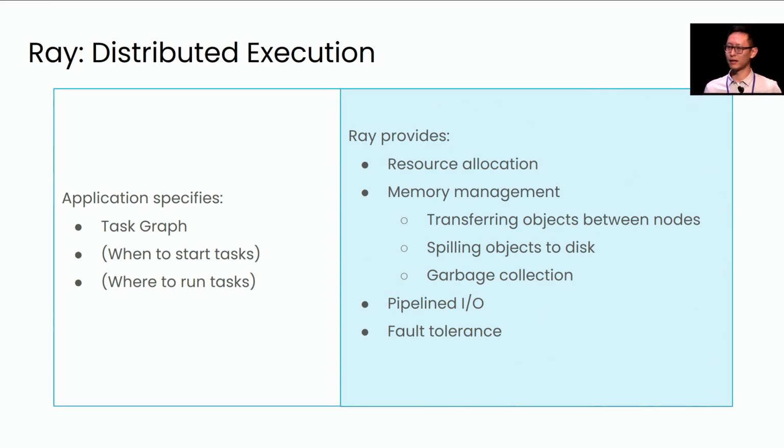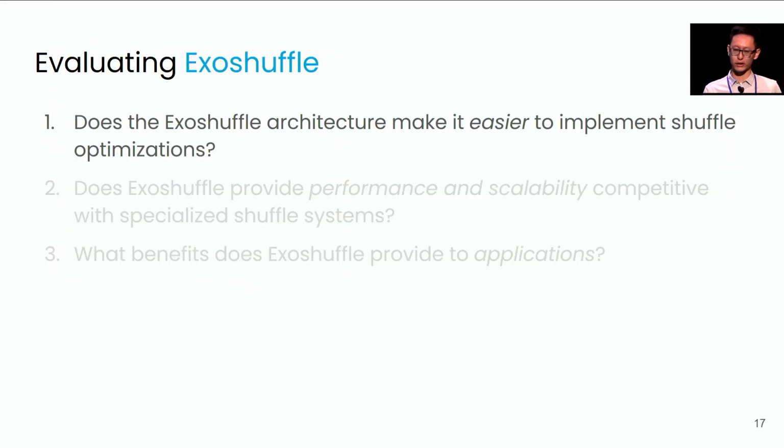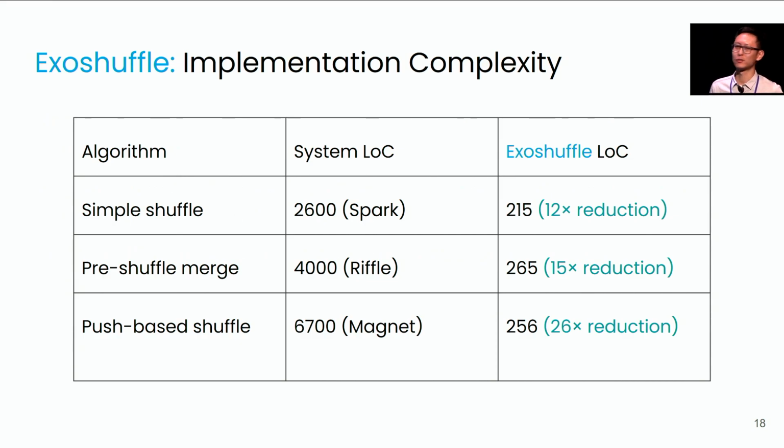So we want to answer a few questions. First, does the Exoshuffle architecture make it easier to implement shuffle optimizations? For this, we implemented a few common shuffle optimizations from previous systems, and then we show that we can write the same algorithm and get the same performance, but with 10 to 20x fewer lines of code.